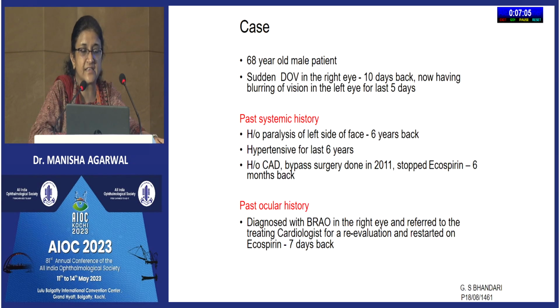So this is a 68-year-old male patient with sudden diminution of vision in the right eye 10 days back, and now having blurring of vision in the left eye for the last 5 days. He had a history of paralysis of the left side of the face 6 years back, was hypertensive for 6 years, had a history of CAD with bypass surgery also done, and he had stopped Ecosprin 6 months back.